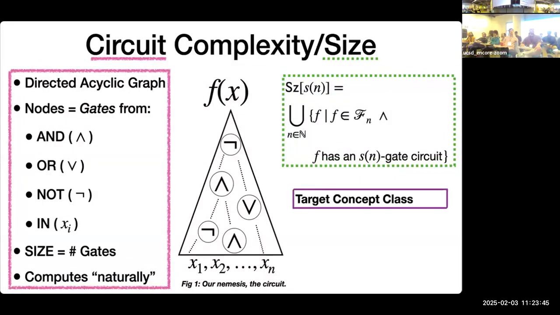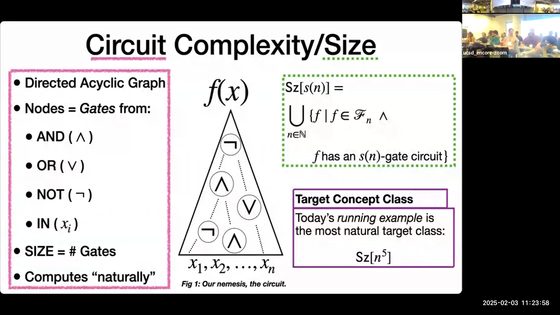And just for simplicity today, because I am endeavoring to keep the number of parameters of stuff that I have to keep track of to a minimum, we're going to use, as a running example, the most natural possible target concept class, which is quintic size Boolean circuits. Just circuits. Just circuits of size n to the 5. For sufficiently large values of 5. Yes, for sufficiently large values of 5.